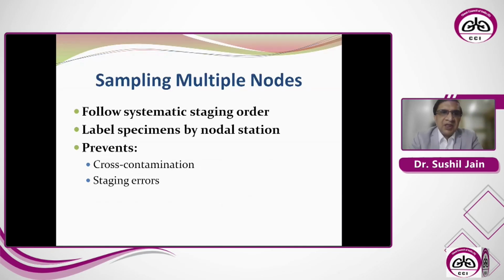Then sampling multiple nodes. Again, very important that you follow a systematic staging order. If you're suspecting malignancy, label the specimen by nodal station. This will prevent cross-contamination and staging errors.